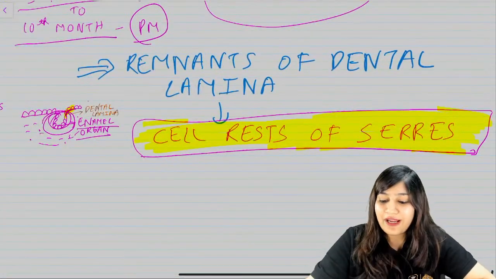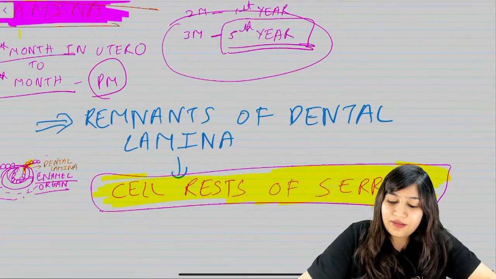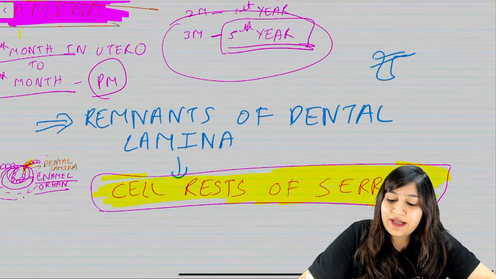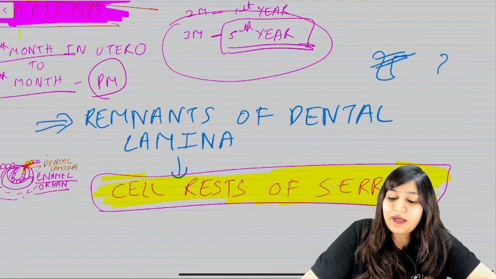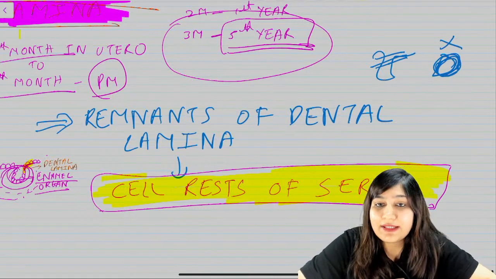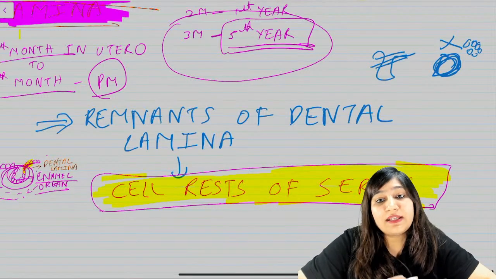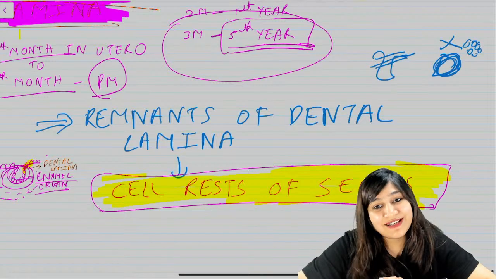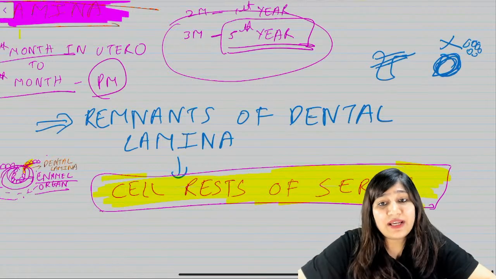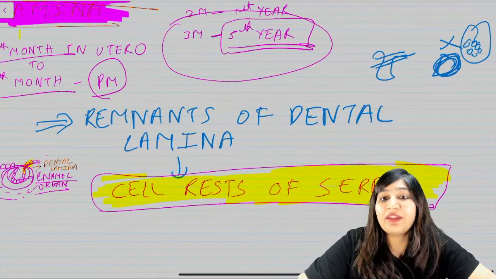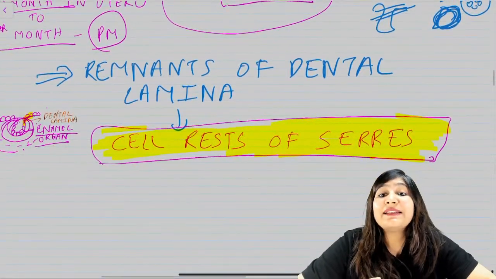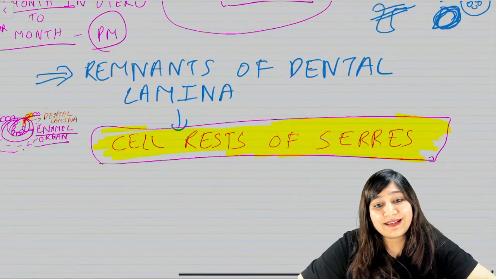So after 5 years, after the disintegration of dental lamina, only the bud portion will be present. What will happen? Dental lamina will disintegrate, but some remnants of dental lamina may persist in the jaw as well as in gingiva. These remnants of dental lamina are known as cell rests of Serres.